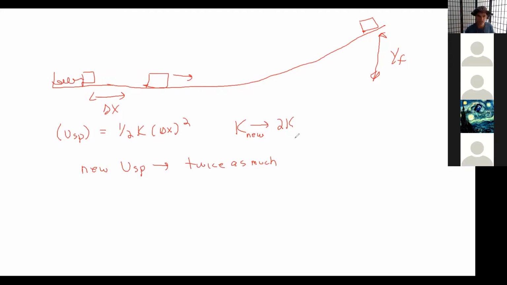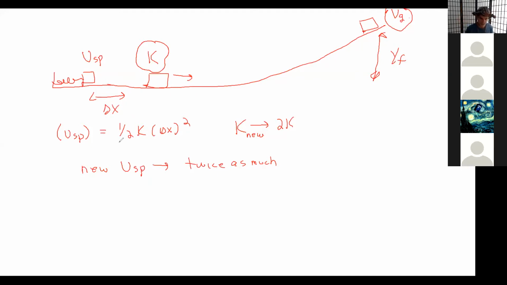Well, if I think about it, first all of this elastic potential energy goes into kinetic energy of the moving mass. And then all of this kinetic energy gets converted into gravitational potential energy. So if the elastic potential energy stored in the spring is twice as much, that means after the spring has completely extended, the mass will have twice as much kinetic energy. And when it gets to the highest point, it'll have twice as much gravitational potential energy, which means it'll go twice as high.